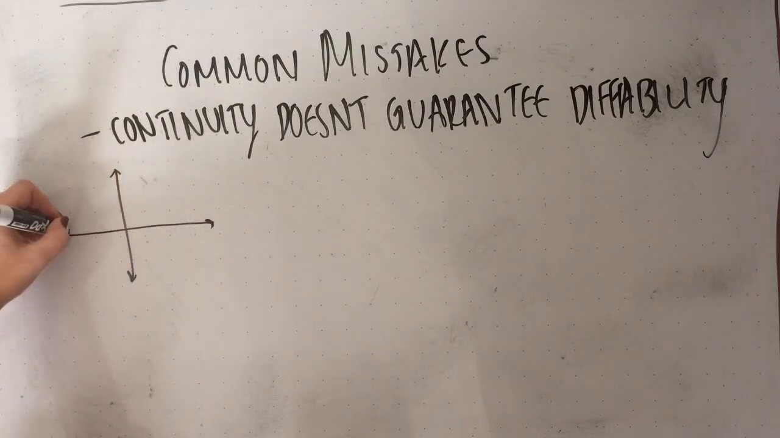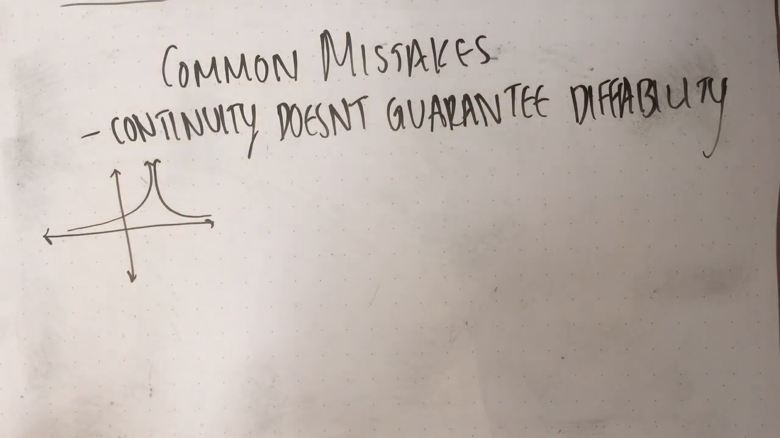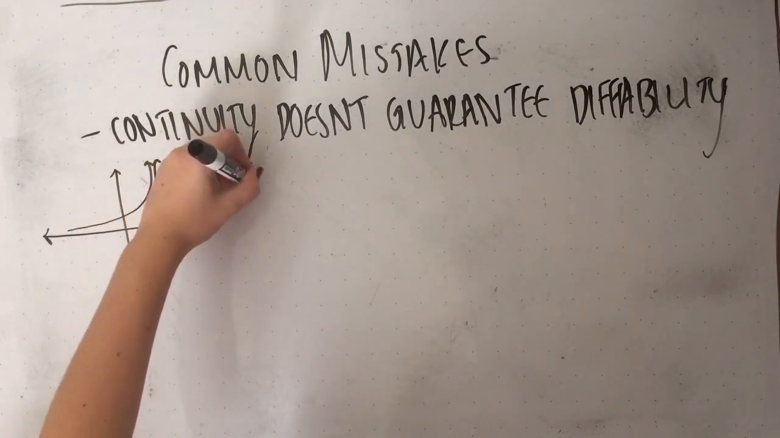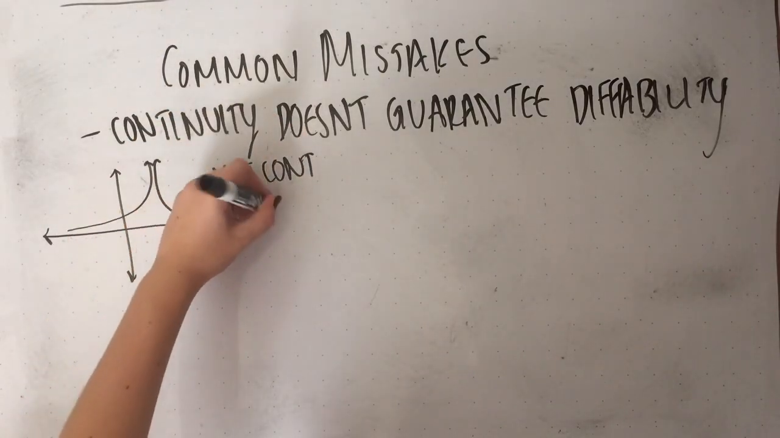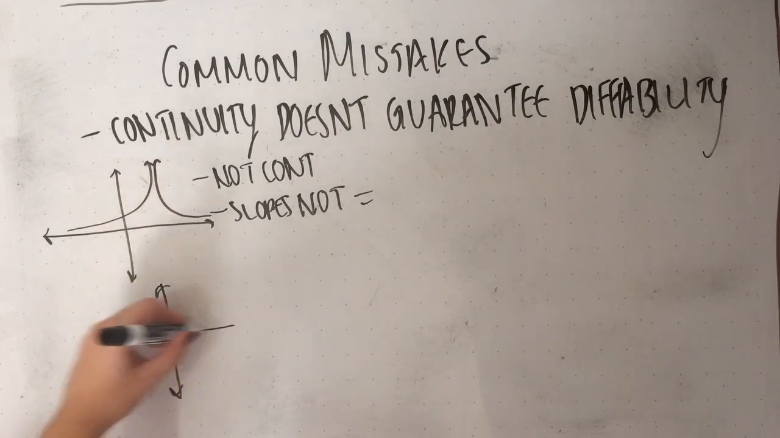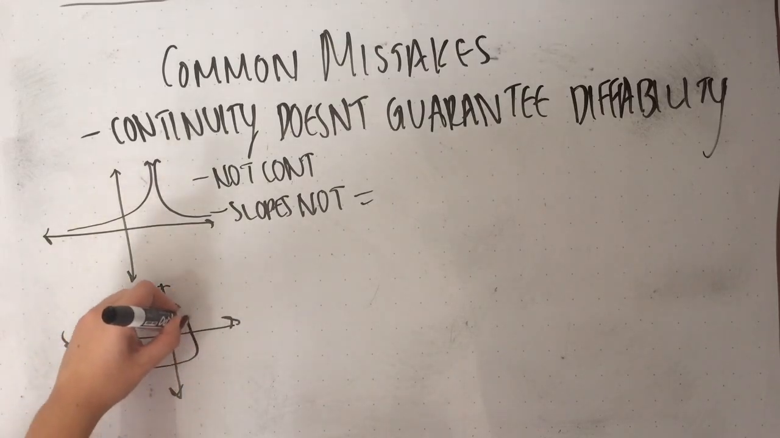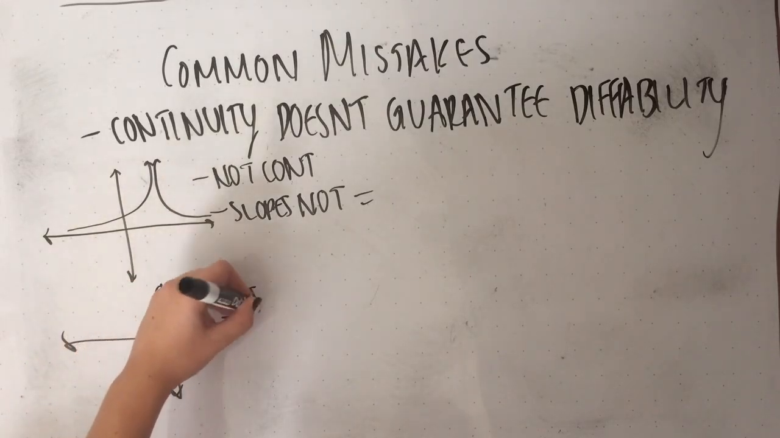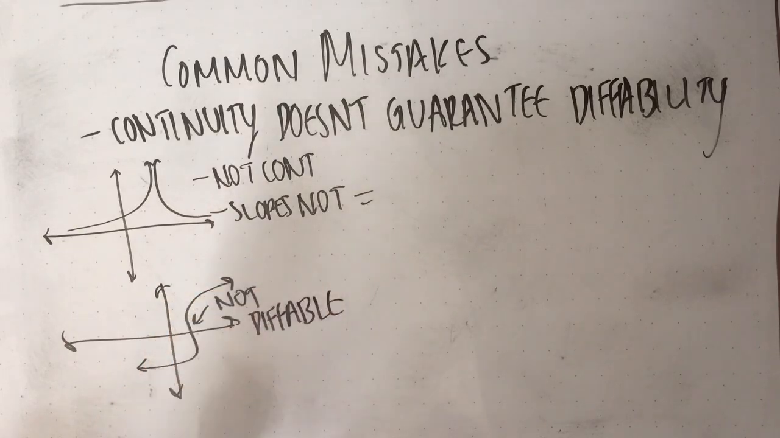The next one is when the asymptote is going in the same direction. Sometimes people think that because the limit might technically be infinity or negative infinity, that it's differentiable, but it's not, because it's not continuous and the slopes aren't equal to each other. So just be careful for that, and then remember that vertical tangent lines mean that the tangent slope is going to be infinity and it's not differentiable there.